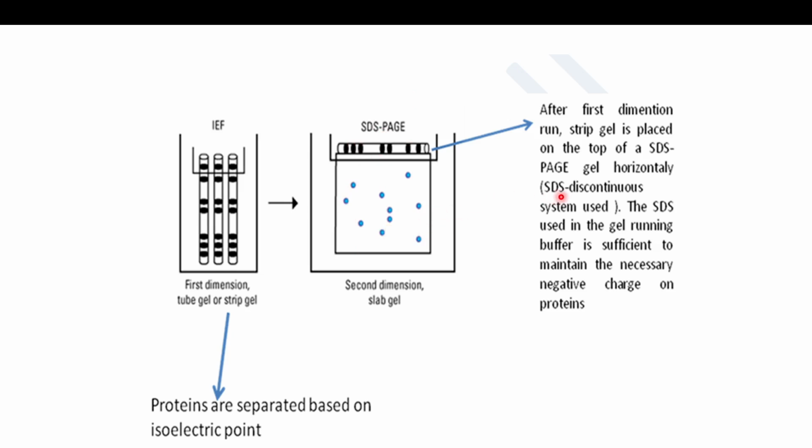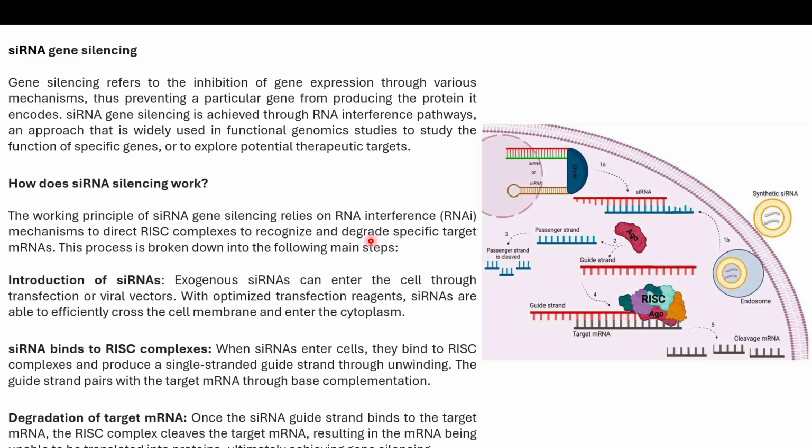Okay, and also the SDS used in the gel running buffer is sufficient to maintain the necessary negative charge on the proteins. Okay, in the first dimension, proteins are separated based on the isoelectric point or pI values, and in the second dimension it's based on the molecular weight.